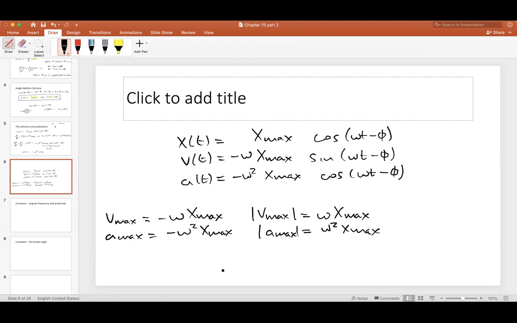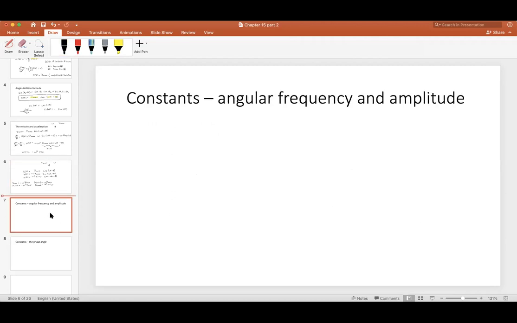Okay. But back to our constants. So our job, in order to use these, is that we have to know what x max is, what omega is, and what phi is. And we're going to talk about each of these, starting with the easiest and moving on to the hardest. So the easiest is actually the amplitude.